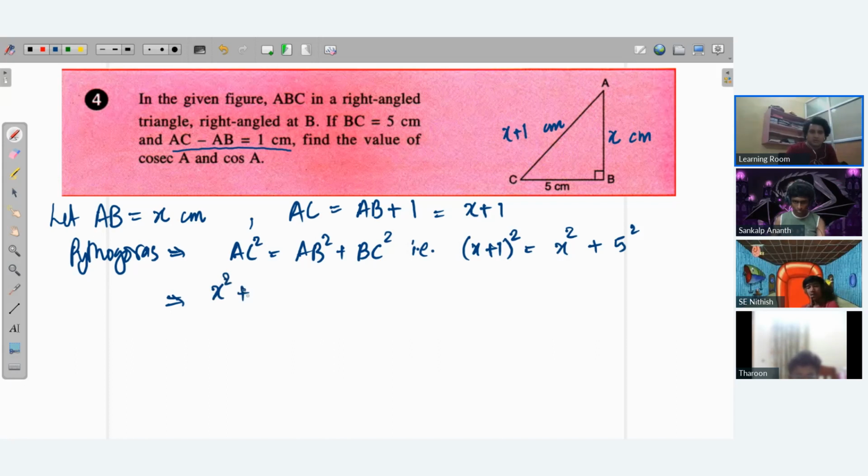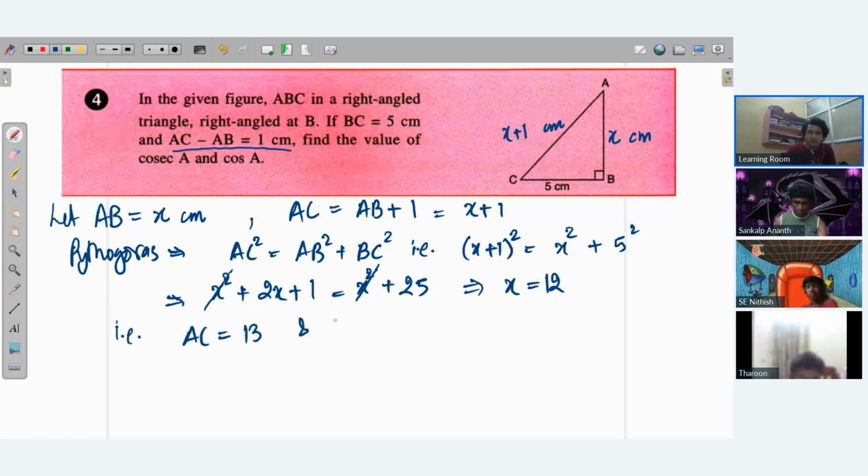This is X square plus 2X plus 1, equal to X square plus 25. X square cancels. 2X is 24, so X is 12. Right? And when X is 12, AC becomes 13. That is, AC is equal to 13 and AB is 12.